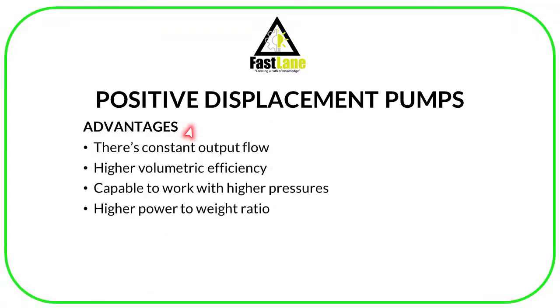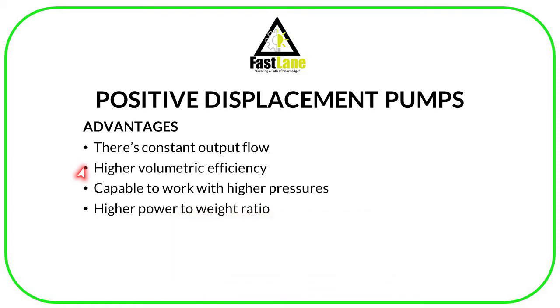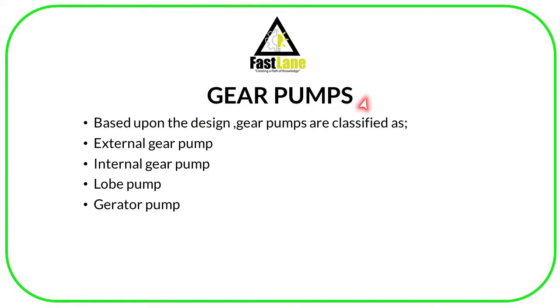Advantages here include the capability to generate high pressures, high volumetric efficiency, and higher power to weight ratio. Let's also look at gear pumps. A gear pump comprises two meshed gears revolving about their respective axes. These gears are the only moving parts in the pump. And gear pumps are positive displacement pumps. Therefore, they are suitable for a wide range of fluids and offer self-priming performance.